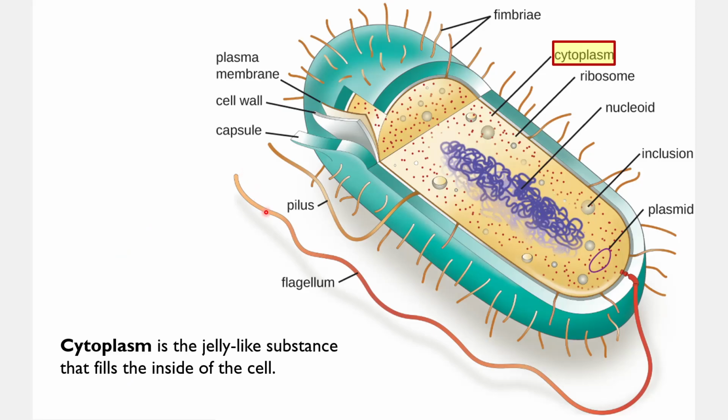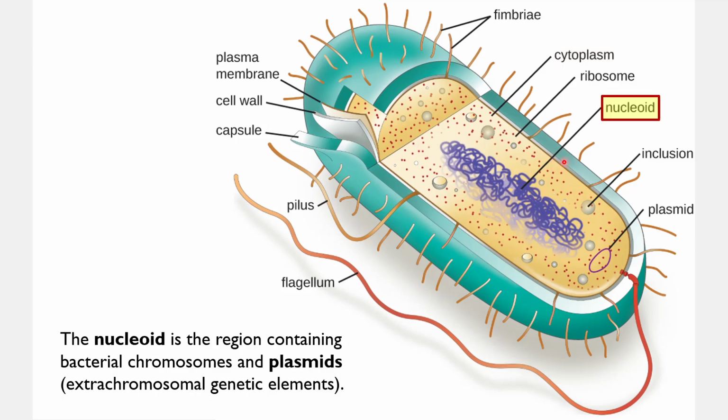Cytoplasm is the name for the jelly-like substance that fills up the inside of the cell. It's essentially the soup that everything else is swimming in. And one of the things that we find inside of a cytoplasm in a prokaryotic cell is the nucleoid. The nucleoid is the region that contains the DNA, including both the bacterial chromosomes and the plasmids, which are extrachromosomal genetic elements. These little guys are tiny loops of DNA that can be transferred, for example, through a pilus to a neighboring bacterium during that process we talked about called conjugation.